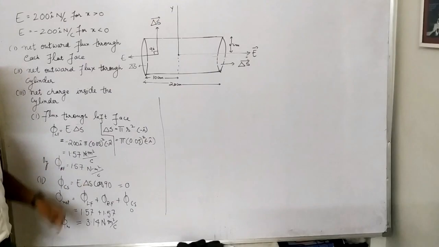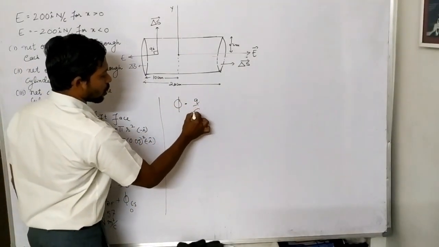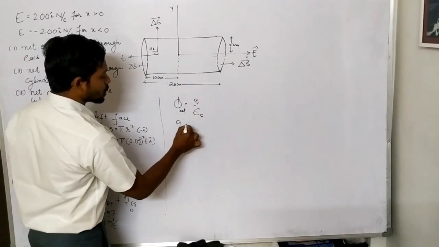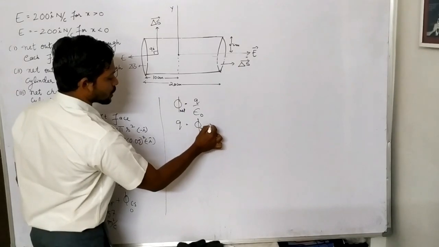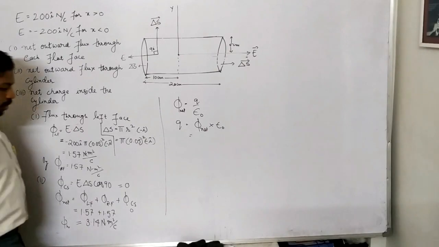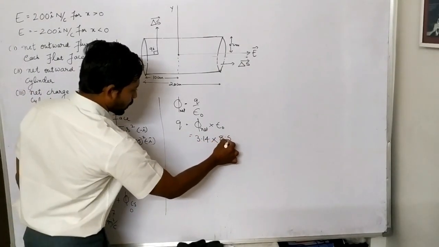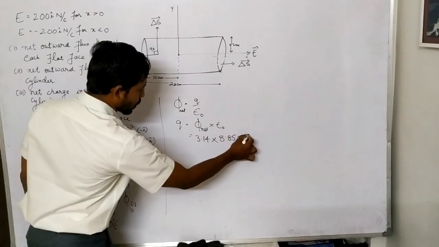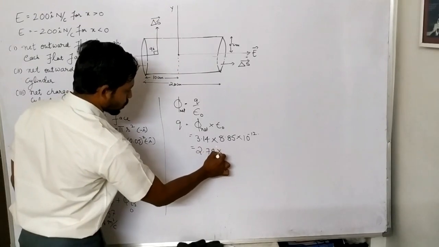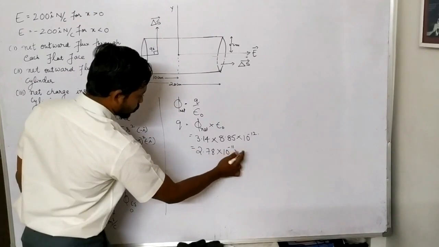Net charge inside the cylinder. So we know flux is given by Q by epsilon naught. Okay, so this is the net flux. So Q is equal to net flux into epsilon naught. So the net flux value is 3.14, times 8.85 into 10 to the power of minus 12. We get an answer of 2.78 into 10 to the power of minus 11 Coulomb.